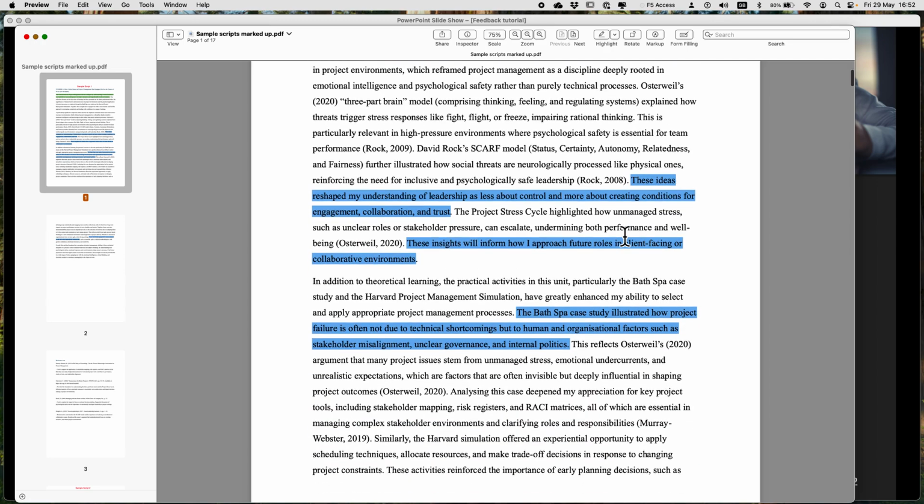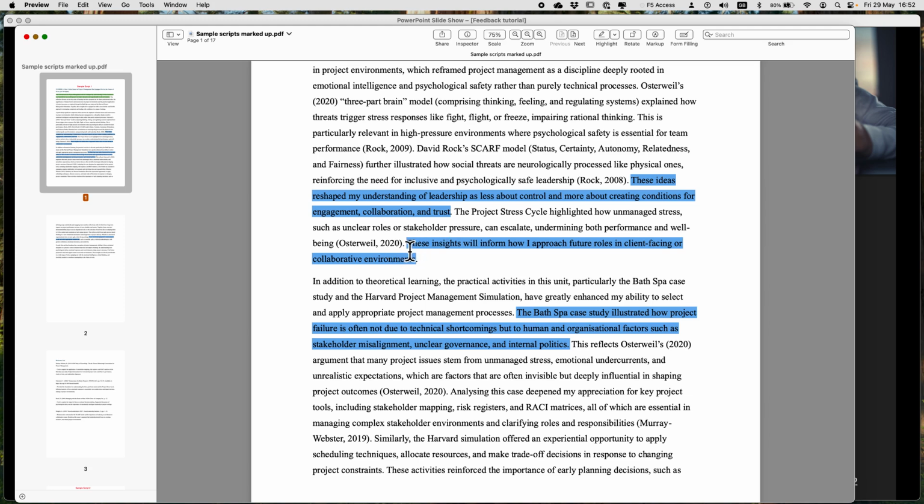Here are some areas where it could have been better. Here the writer says, "These ideas reshape my understanding of leadership. It's less about control and more about creating conditions for engagement, collaboration and trust." This is all correct. It's connected to the literature. It shows that they've understood to some degree what's going on in this unit. But it's tending to stay fairly high level. You could even argue a bit descriptive rather than analytical or critical. I would expect it to go beyond this. I would expect it to now say, for example, and demonstrate some illustration here.